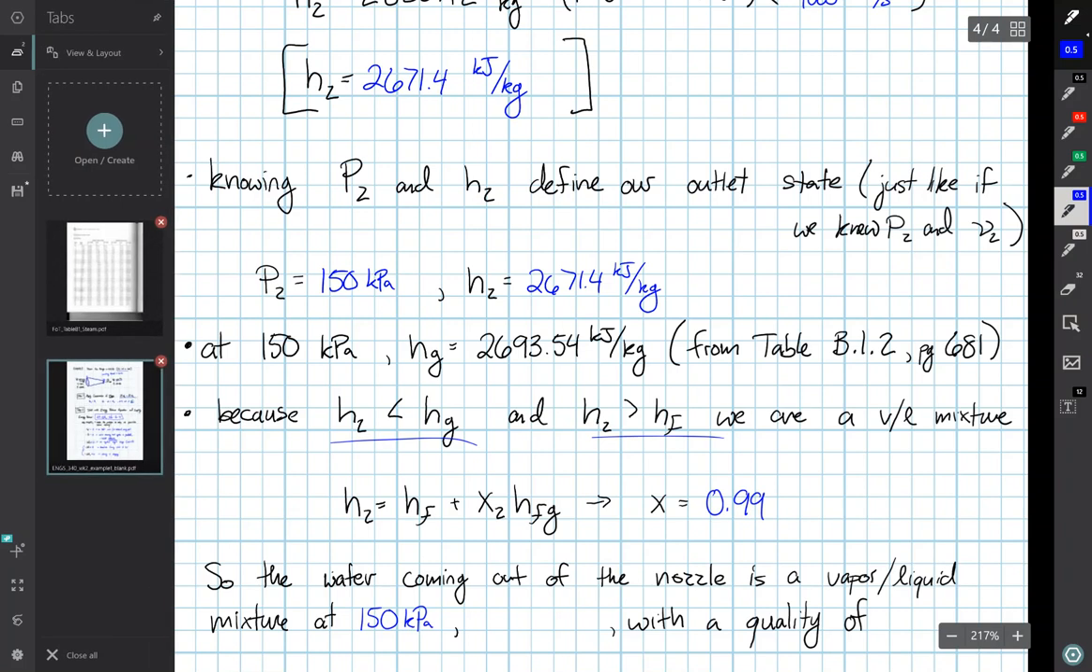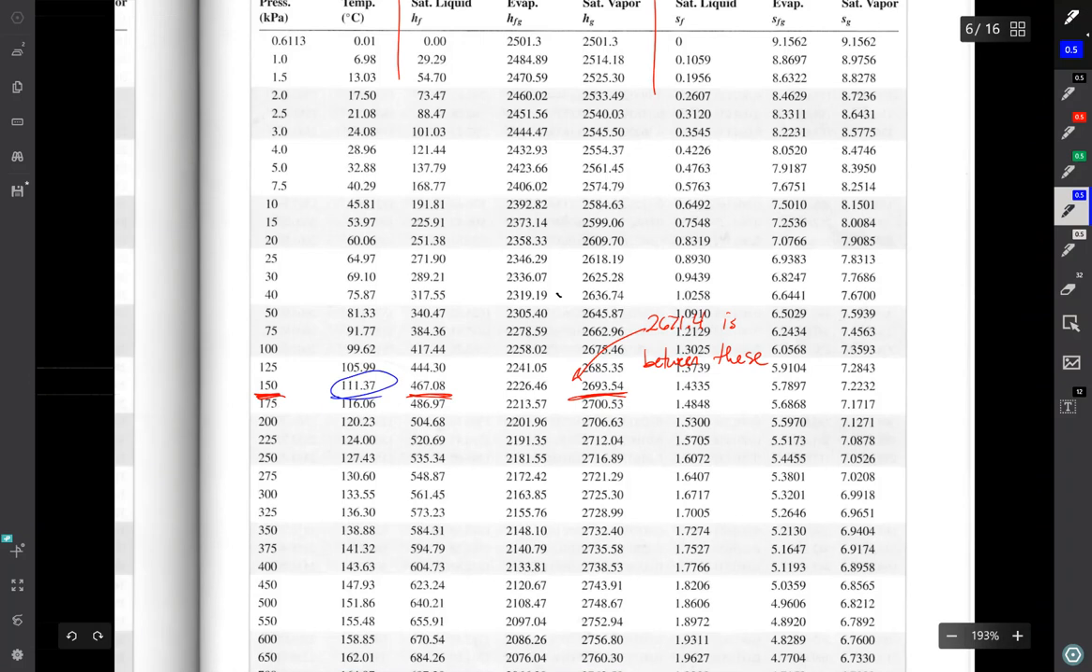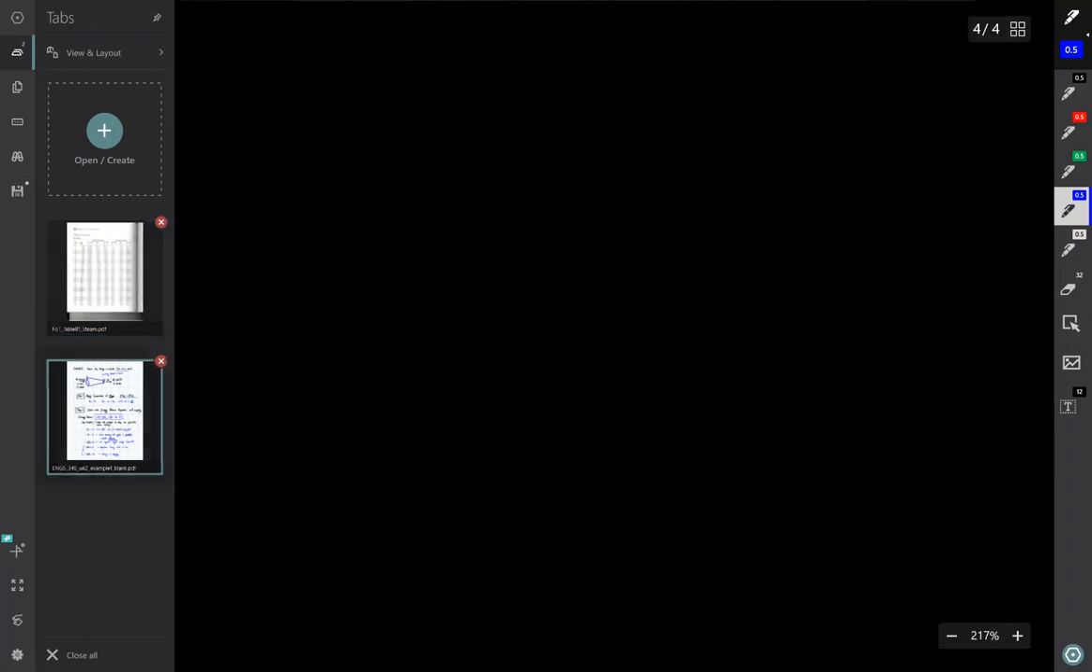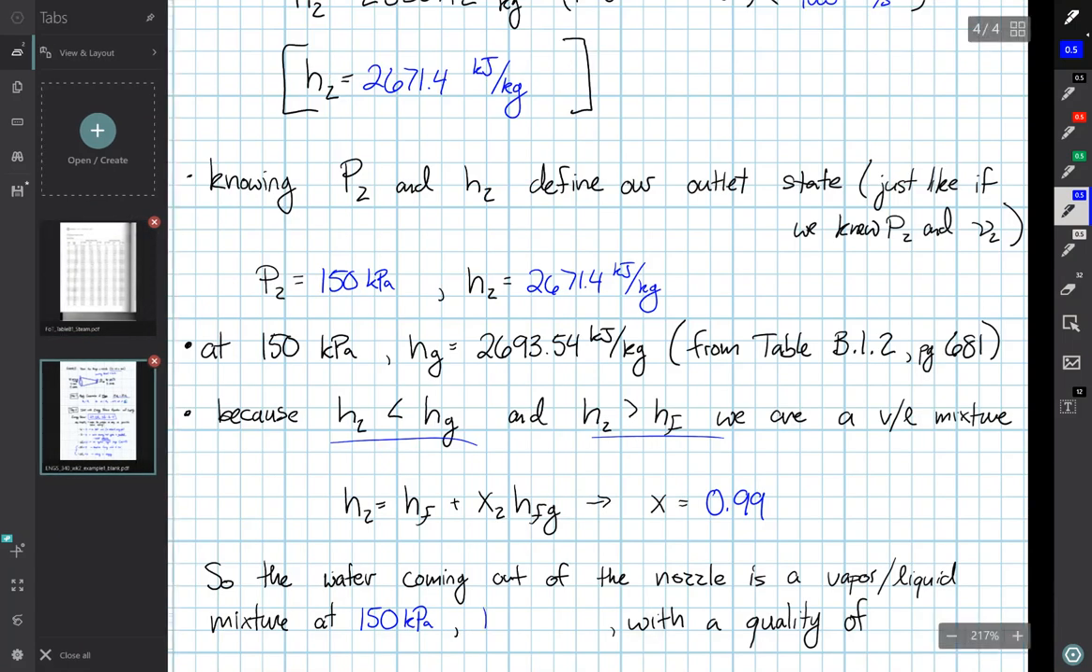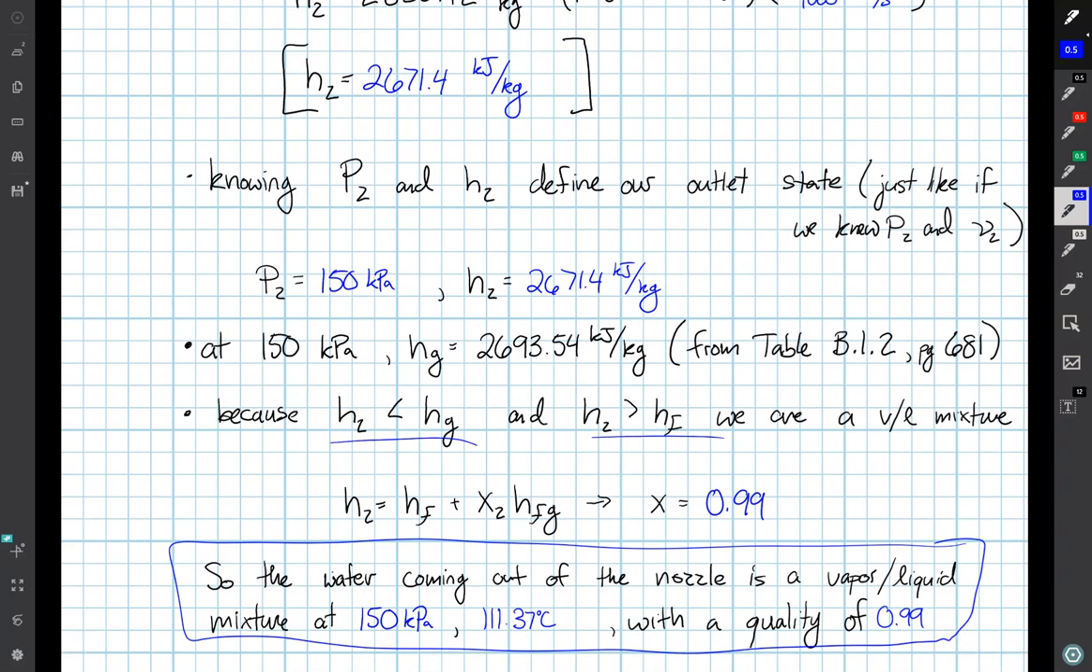We know the temperature. We flip back to our steam tables. The temperature is going to be the temperature of the vapor liquid mixture. So it's going to be 111.37 degrees C with a quality of 0.99. So by mass, it's going to be 99% vapor and 1% liquid. So this would tell us everything that we need to know about the water that's coming out. Hopefully that explains a little bit the thought process behind how you would go about these.